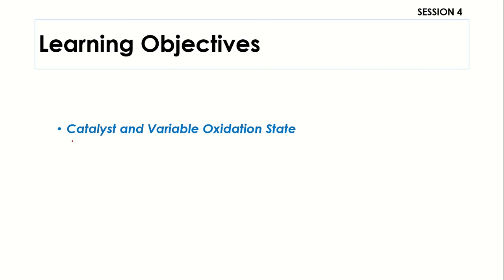So in short, what we have learned is that the transition elements iron, vanadium, and nickel act as catalysts. These are the 3 examples we have learned today. And the transition elements also tend to show more than one oxidation state, and that's because they want to become stable. In that process, they tend to show more than one oxidation state.